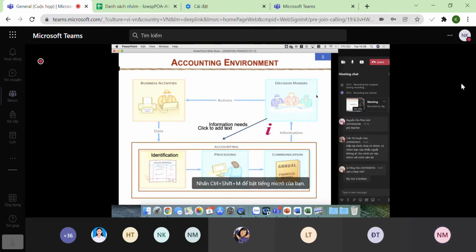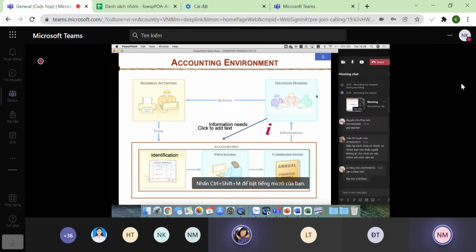The first one we call the internal user. Internal user means information user. Who are the internal users? Creditors, investors, or managers? Managers. So managers are the internal users.